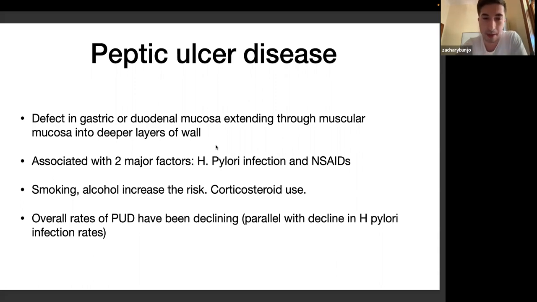Overall, the rates of peptic ulcer disease have been declining, and that seems to parallel with a decline in the rates of H. pylori infection in developed countries.